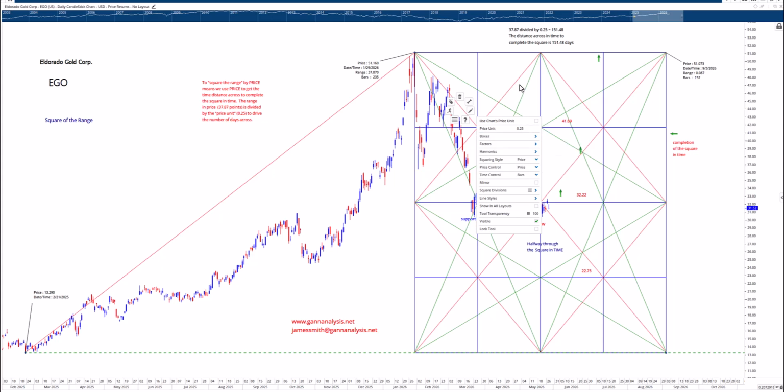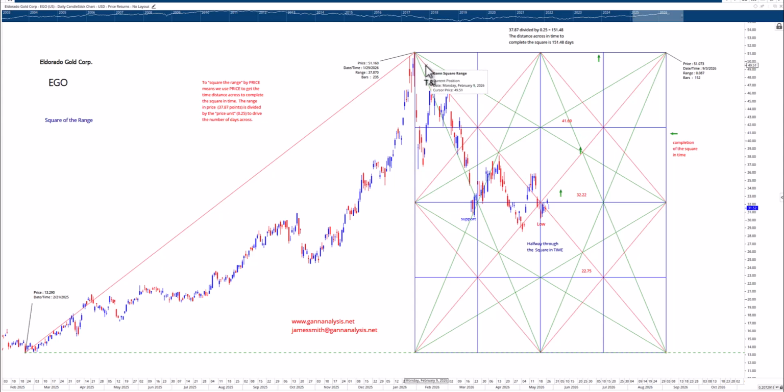What does that apply to? It applies to this 1 by 1. It's saying that it's declining at a rate of a quarter point per trading day. And when it crosses the level of the prior swing low, which we anchored from in February of 2025, that is the completion. By definition, that's the completion of the square, which happens to be mathematically 151 and a half points. So that's how you get the square.